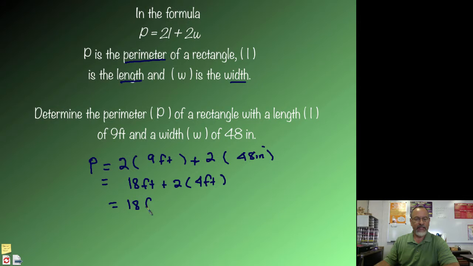So then I have 2 times 9, which is 18 feet, plus 2 times 4 is 8 feet. And now I can go ahead and add these because these are like terms. Their units are exactly the same. If they were different, I wouldn't be able to do that. And so remember, when we're adding like terms, we simply add the coefficients. So 18 and 8 is 26, and then I keep the units, so 26 feet. So a perimeter here of 26 feet.